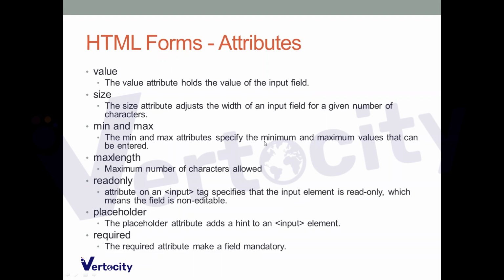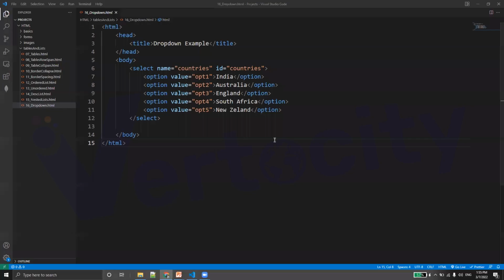All right, so we have stopped at this particular point. HTML form attributes: we have value, size, min, max, and max length, and all this stuff. To understand this, we have to go to the editor, and we'll understand this in a better way. Let me get back to the drawing board.